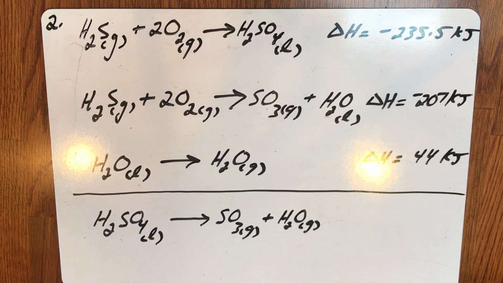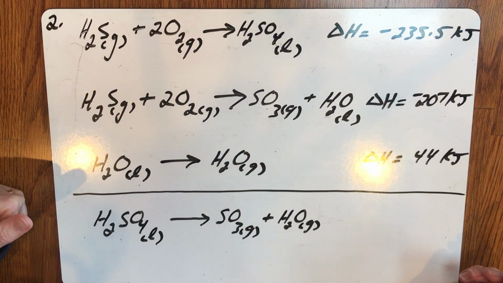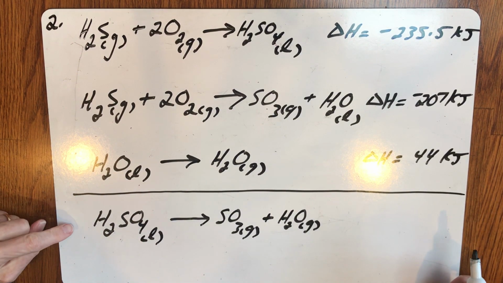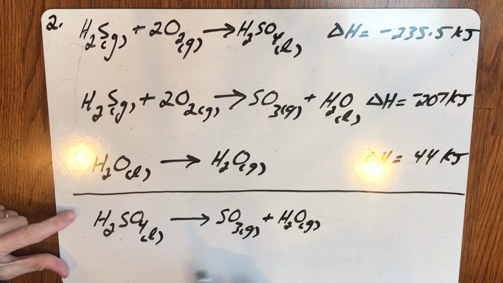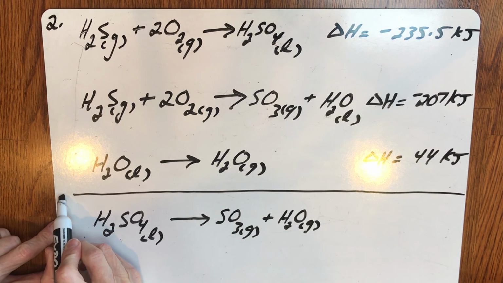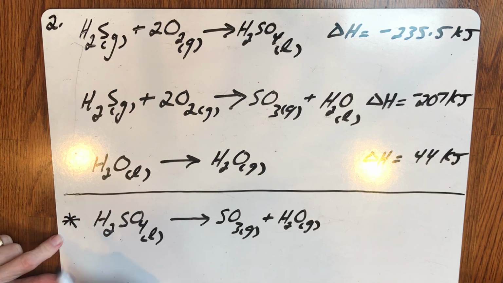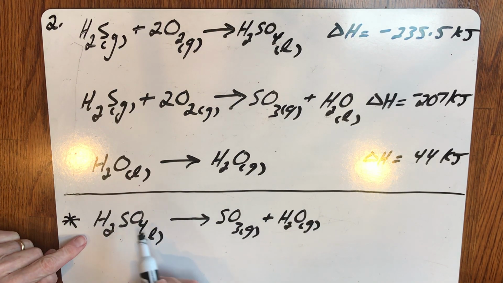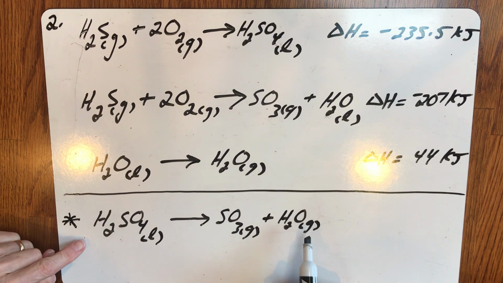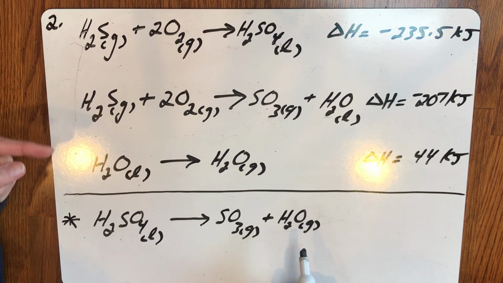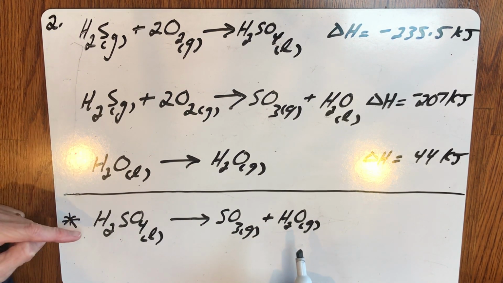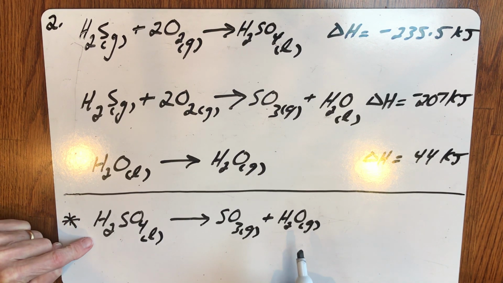Hi class, I'm going to start with number 2 from that list of 4 problems that I gave you the other day. The first thing that I would do is write down at the bottom the equation that I'm trying to get to, and that's usually the one that's given first, but that's the equation that I'm trying to sum everything up to. So I'm trying to get 1, 2, and 3 to be this final equation.